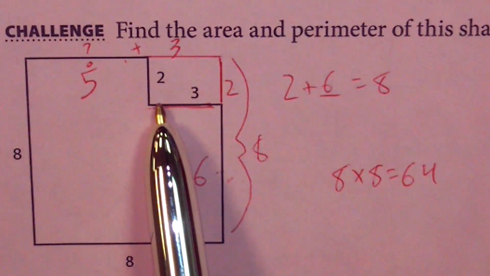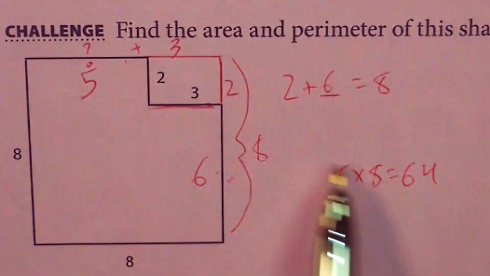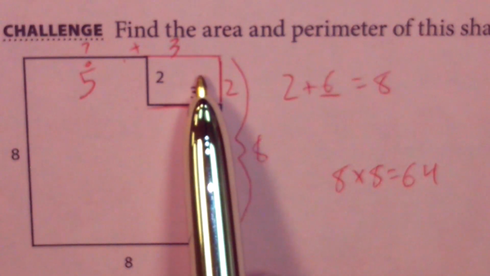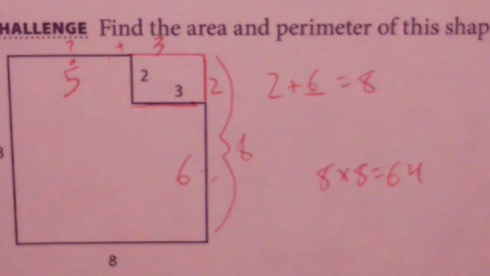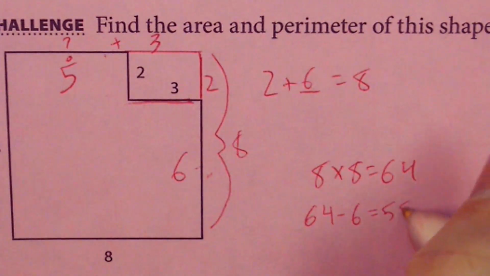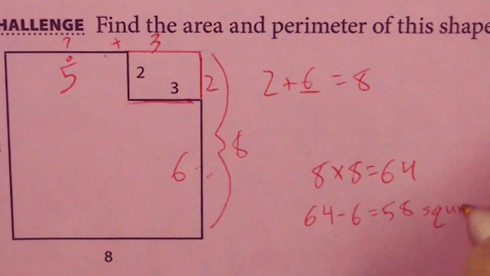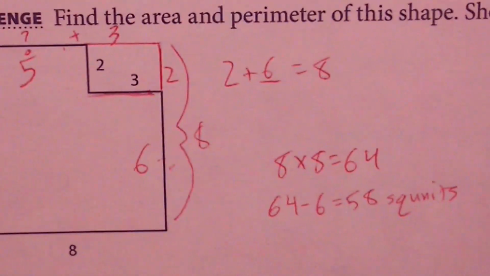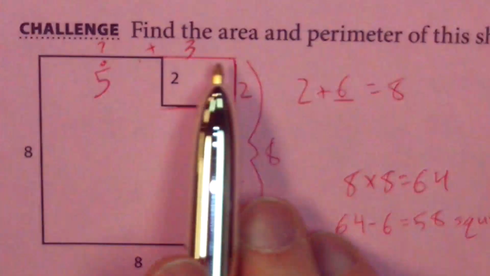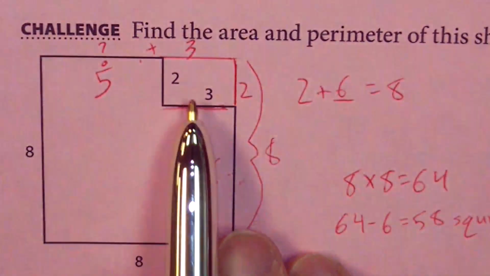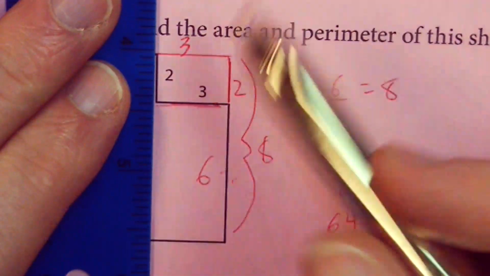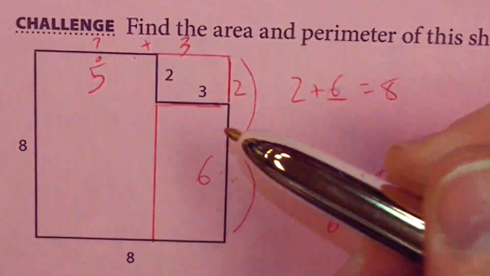But I can't count this little imaginary square that I made. I can't technically count that. So what if I took this 2 times 3, found the area of this, and subtracted it? 3 times 2 is 6. So I could take 64 minus 6 and get 58 square units. Okay? If you wanted to do it the longer way, because you don't feel comfortable imagining more and then subtracting it, you could think of this as smaller squares or rectangles, and that would be fine.